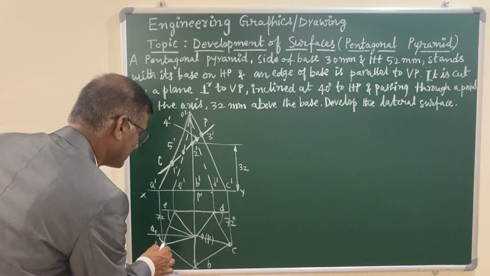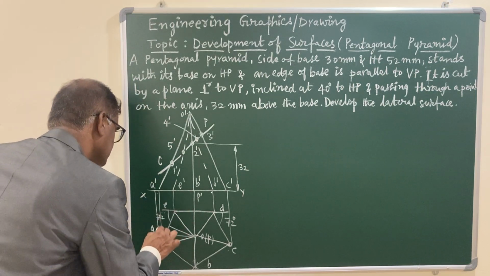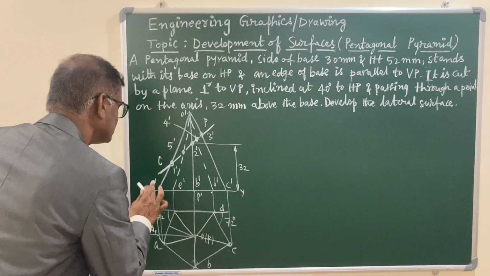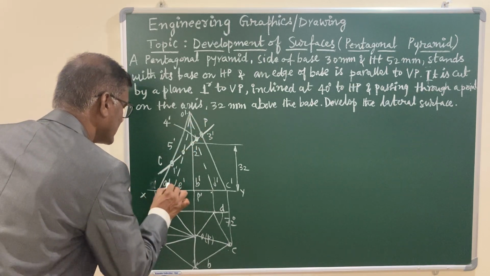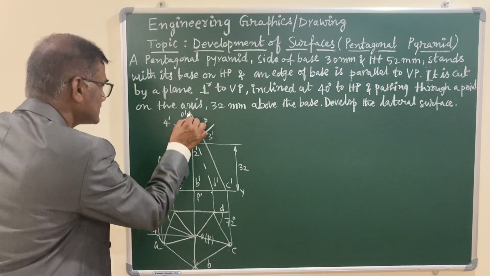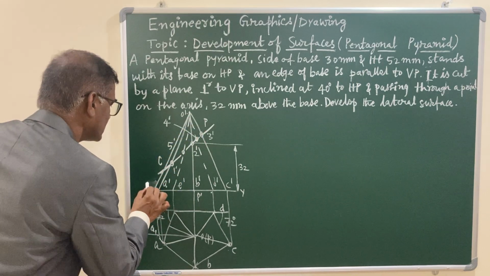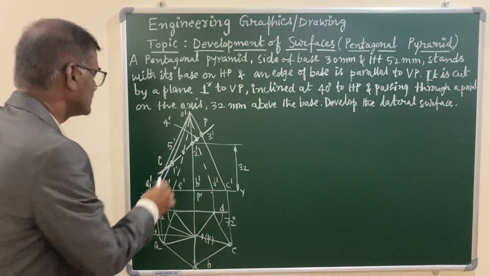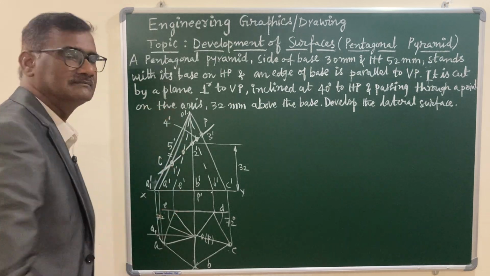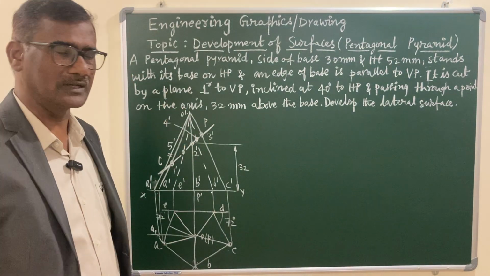This point I am making just parallel to the xy line. Project it upwards and join with the apex. This is your A prime. Join with the apex. This line A1 prime is the true length of the slant edge. Only this one line gives you the true length.